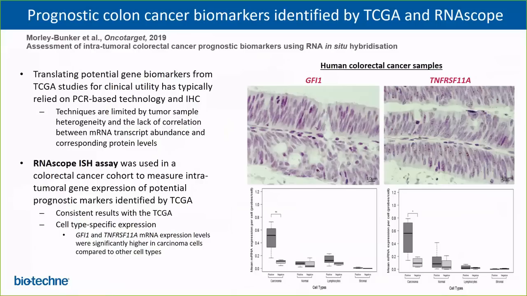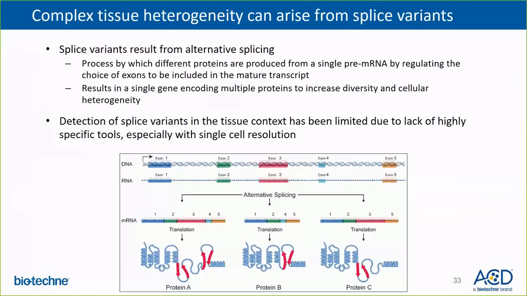They found consistent results with the TCGA, with reduced GFI1 expression associated with high-grade and left-sided tumors, and reduced TNFR-SF11A expression associated with metastasis and high nodal involvement. They also found cell type-specific expression, where GFI1 and TNFR-SF11A mRNA expression levels were significantly higher in carcinoma cells compared to other cell types. Now, complex tissue and cellular heterogeneity can also arise from splice variants.